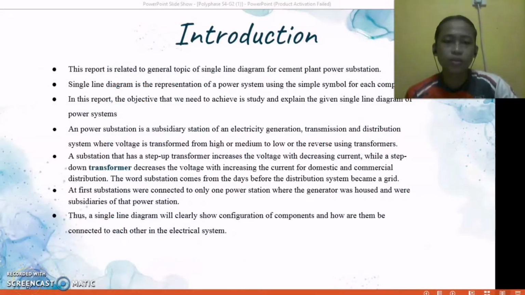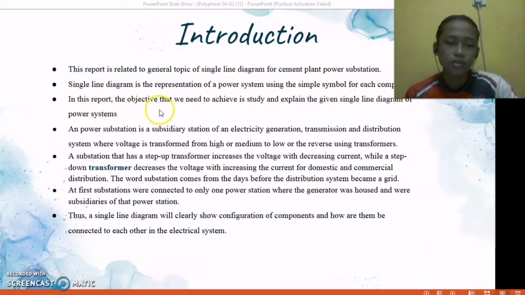Assalamualaikum. My name is Fidris bin Talib and my matric number is BE20403. I'm from section 4 group 2 and today I'm going to present our topic, which is the single line diagram. For my part, I'm going to present the introduction and a little explanation about substations. A single line diagram is the representation of a power system using a simple symbol for each component.